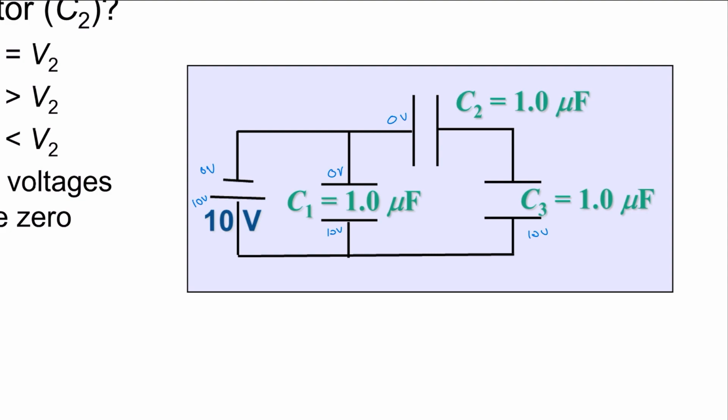Now, we have to do something here. This is 10 volts, this is 0 volts. We have to cross two things. That means that since these both have the same capacitance, they're each going to take half. That means this has to be a 5 volt in the middle here.